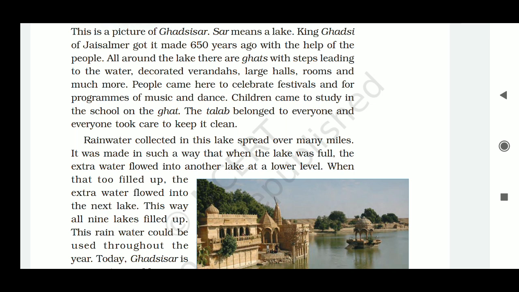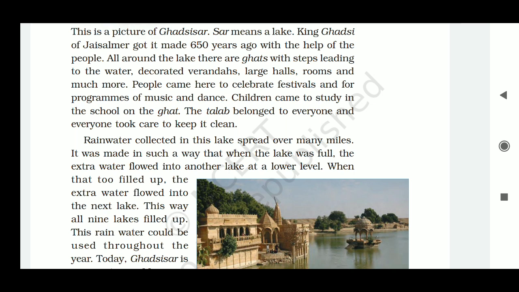The extra water flowed into another lake at a lower level in order to control the level of water. When that too filled up, the extra water flowed into the next lake. So it is a kind of controlling to control overflow of water. This way all 9 lakes filled up. So altogether 9 lakes are there. When one fills up, it is transferred to another one. This rainwater could be used throughout the year.